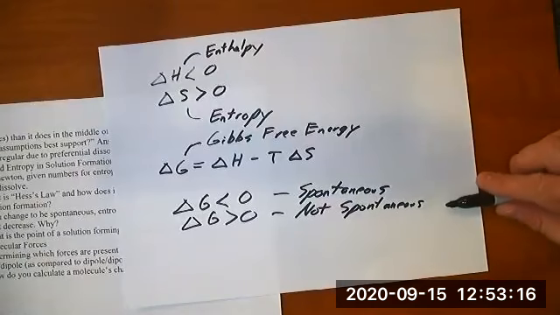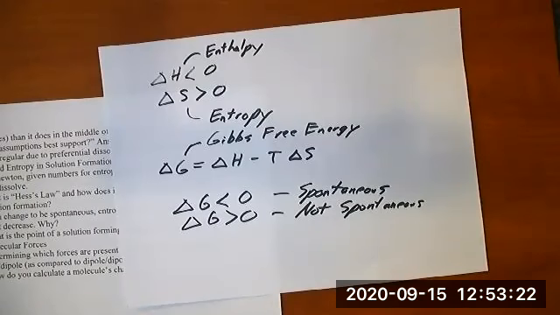Not spontaneous means it does not happen. The reaction does not happen at all. It is impossible for it to happen. That would be like taking carbon dioxide and water vapor and turning it into gasoline and oxygen. That reaction does not go that direction. It is spontaneous the other way, where you take gasoline and oxygen and you go to carbon dioxide and water vapor.